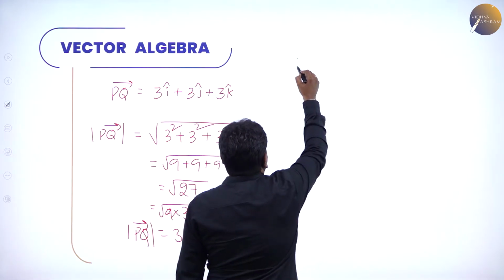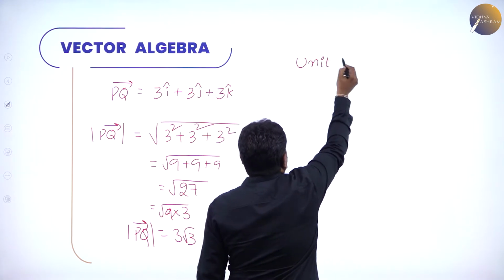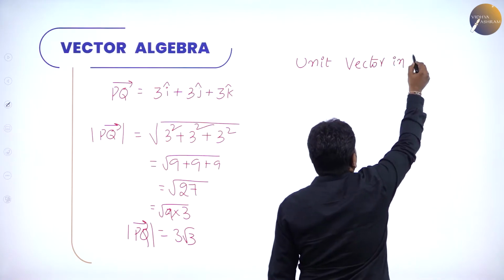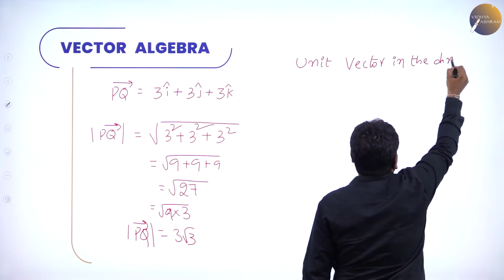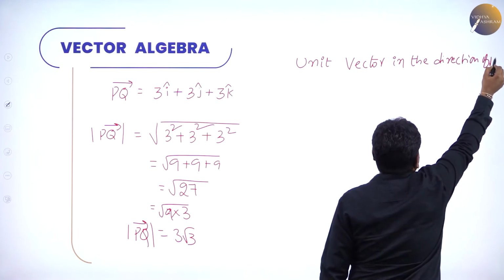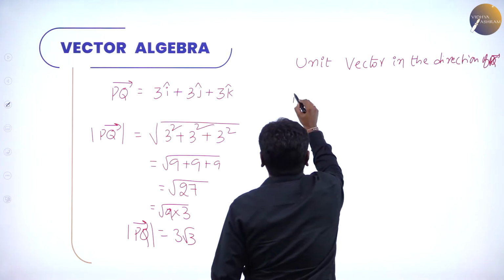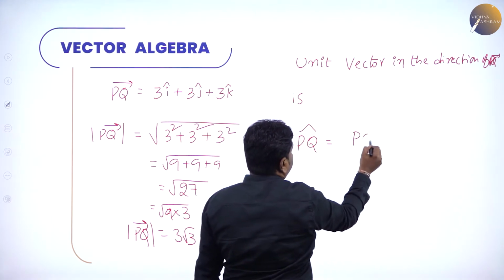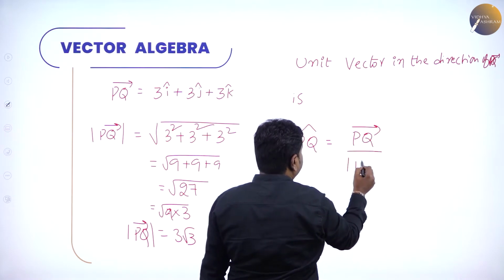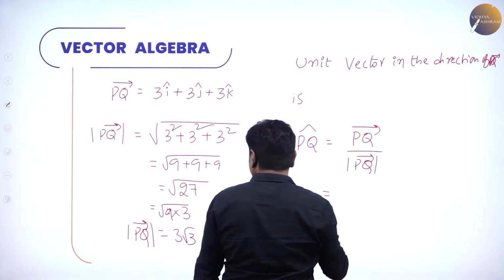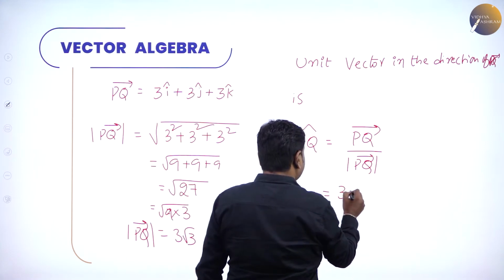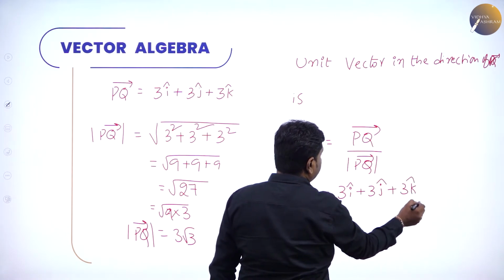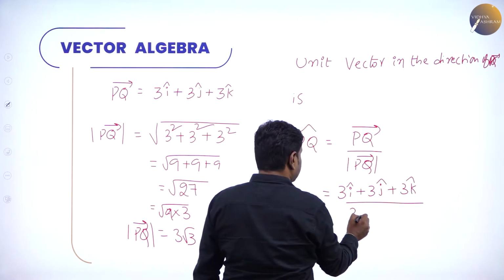Further, they want the unit vector. They want you to find what? Unit vector in the direction of PQ. The unit vector in the direction of PQ is PQ cap, that is vector PQ divided by its magnitude. What is vector PQ we have? Vector PQ is 3i cap plus 3j cap plus 3k cap. What is the magnitude we have? Magnitude is 3 root 3.